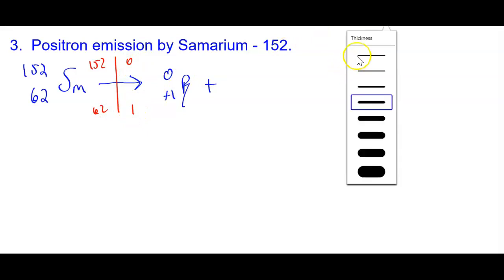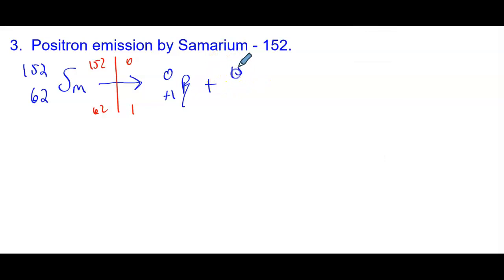So now I'm going to be thinking about what I need to do to get both sides to be the same on top and both sides to be the same on the bottom. So 152, because 152 plus 0 gets me 152, and 61, because 61 plus 1 gets me to 62. And I find out that element for 61 is PM. And now I've completed that problem.